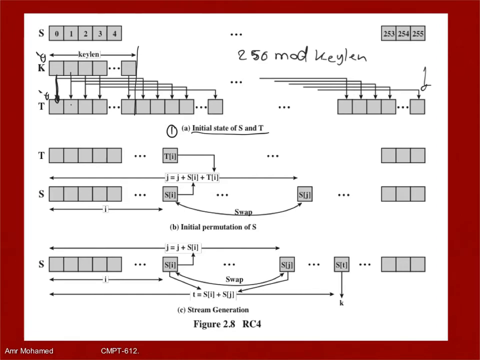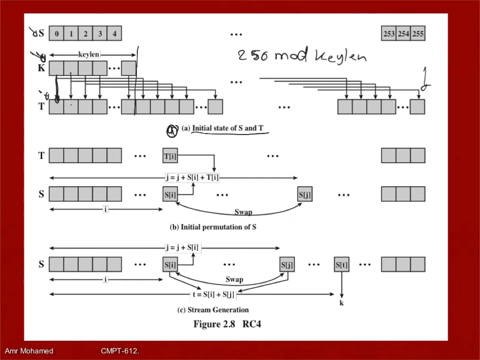So now you have the S vector, which is fixed from 0 to 255, and you have the T, which is based on the key. And the key here can have any arbitrary value, of course, and it's just repeated multiple times. The length of the key is anything less than 256. But T has a fixed size of 256. Okay? So this is step number 1, or step A, which is the initial state of S and T.